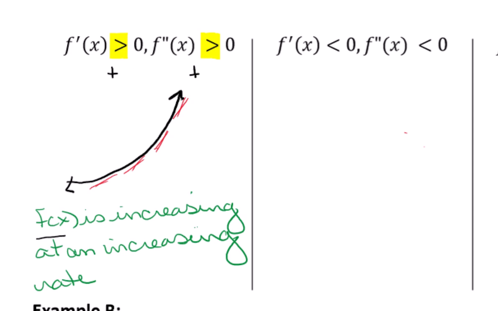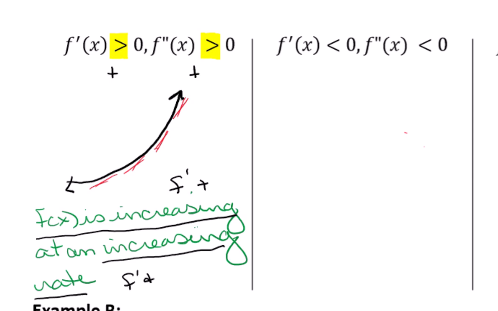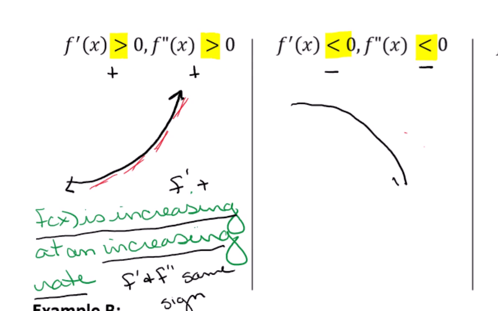The fact that we know that f of x is increasing is the fact that f prime is positive, and that it's doing so at an increasing rate is because f prime and f double prime have the same sign. Well, it's also possible for both the first derivative and the second derivative to be less than 0. In other words, for both to be negative. That means the function is decreasing, but also decreasing quickly.